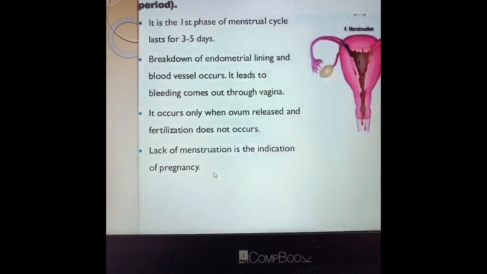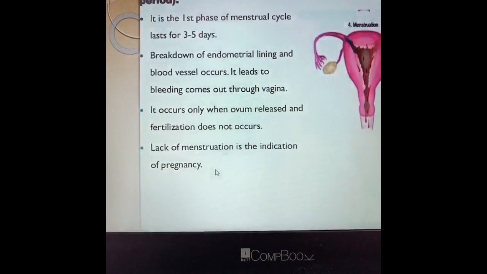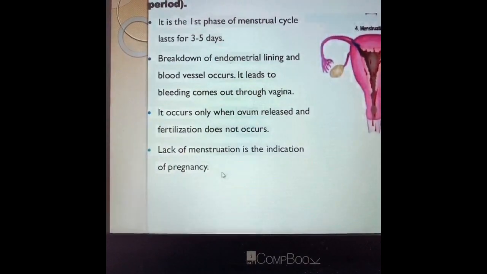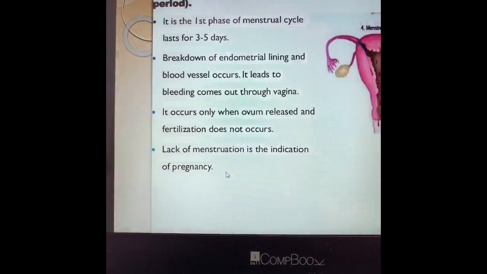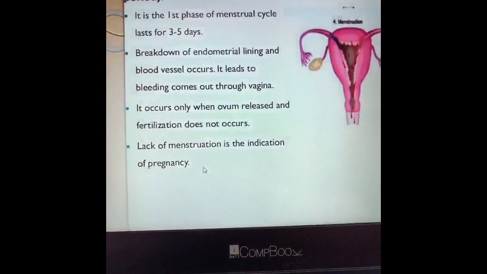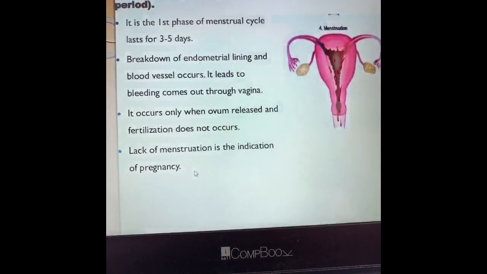It doesn't mean that you're pregnant. It might be a chance that there are certain changes in the hormones which have stopped or prevented the shredding of the endometrium. So better consult a doctor. A gynecologist would guide you better what to do or what not to do.